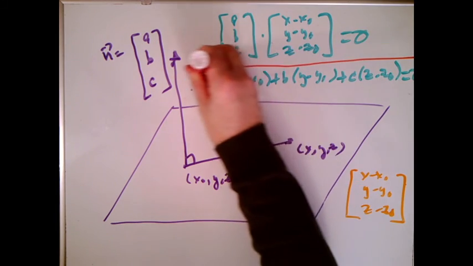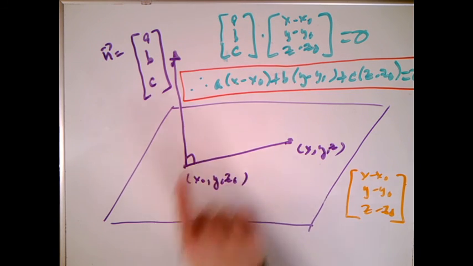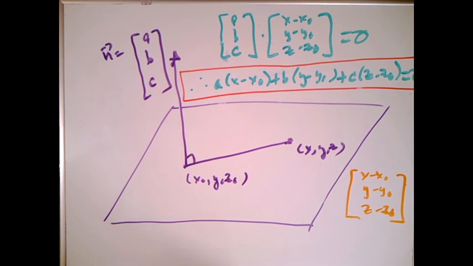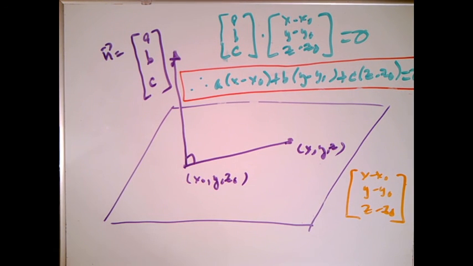But again, how we found it is probably more important than the actual equation itself. But it says that if A, B, C is a normal vector and x naught, y naught, z naught is a point on the plane, then this whole thing inside the red box is an equation of the plane.